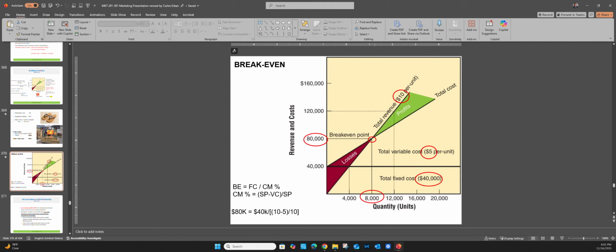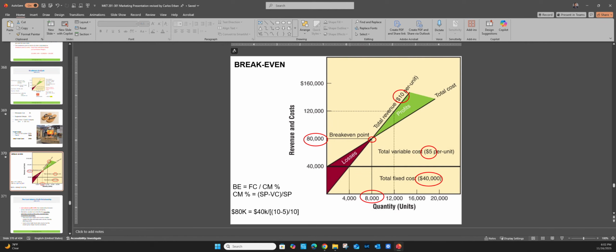So what happens is, if you sell 8,000 flip-flops, you should reach your break-even point. This is where you don't lose or make any money. Let's look at the math. 8,000 units at $10 a piece is $80,000. Our fixed cost is $40,000. Our contribution margin is our sales price, which is $10 per unit, minus your variable cost, your cost, $5. To convert to a percentage, you divide again by the sales price, so 10 minus 5 divided by 10 is 50%. 40 divided by 50% is 80,000.